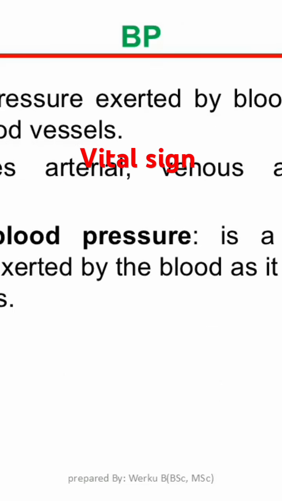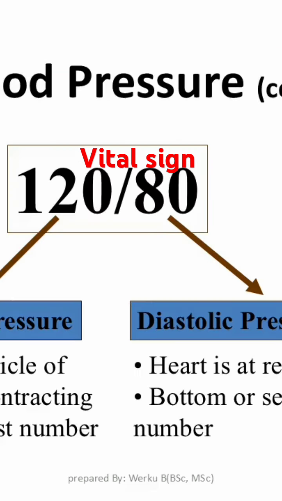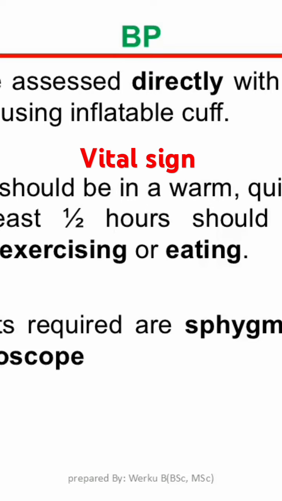Blood pressure is the pressure exerted by blood against the walls of blood vessels. It includes arterial, venous, and capillary pressures, with arterial blood pressure being the most commonly measured. Blood pressure readings consist of systolic pressure, when the heart is contracting, and diastolic pressure, when the heart is at rest. Blood pressure can be assessed directly with a catheter or indirectly using an inflatable cuff. The client should be in a warm, quiet environment, and certain conditions should be met before measurement.